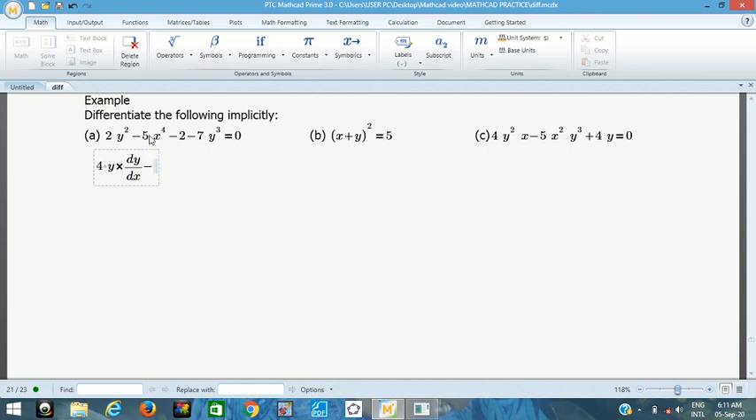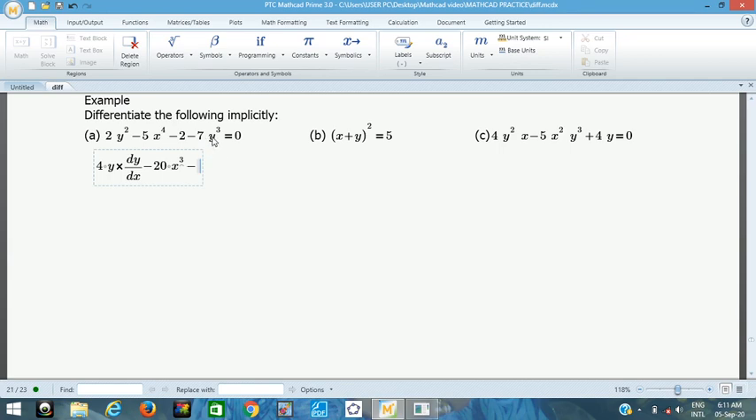Then minus. Then this is 5x raised to the power 4. When you differentiate that of x, there's no need multiplying by dy/dx. That is the rule. Take note of that. For this case, I'm going to have 4 times 5, which is 20x raised to the power 3. You know the rules of differentiation: you subtract 1 from the power, that is all. Then minus 2 is a constant, so it will be 0. You ignore it. Then the last one will now be minus 7y raised to the power 3. So this is a function of y.